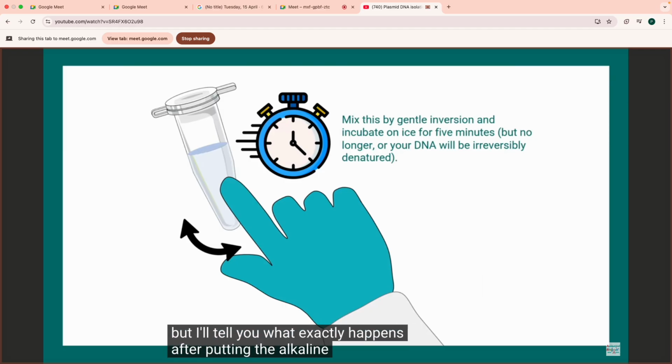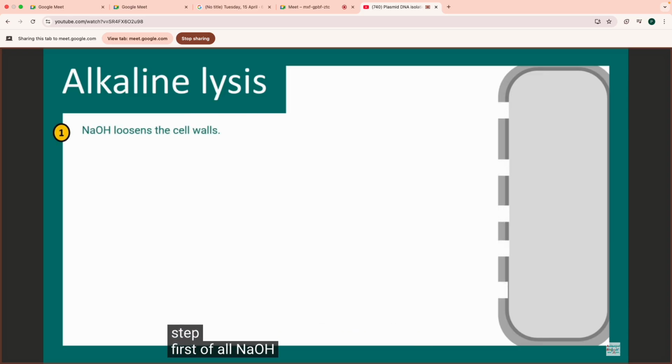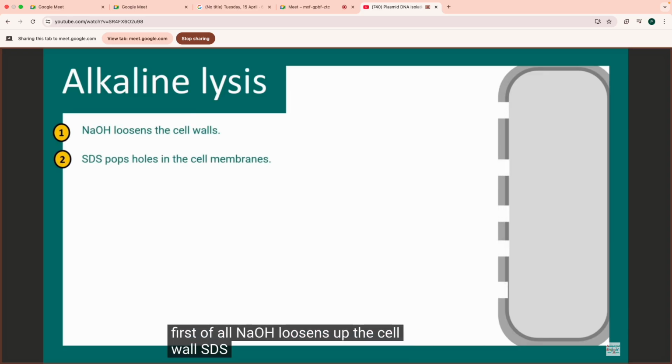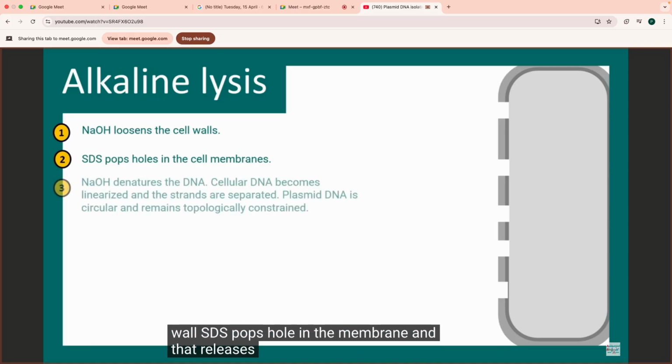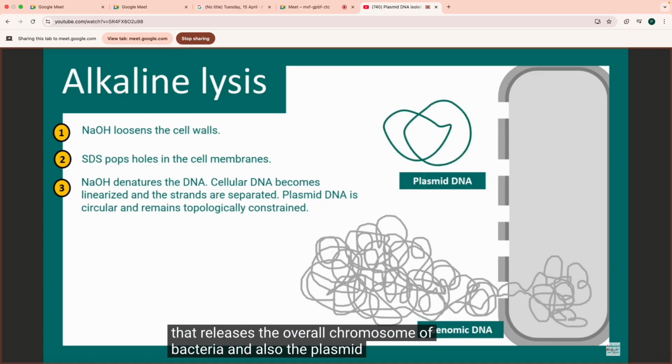After adding the alkaline lysis solution, solution 2, you mix it gently and wait a little bit of time such that the lysis can happen. In this step, first of all, NaOH loosens up the cell wall, SDS pops holes in the membrane, and that releases the overall chromosome of the bacteria and also the plasmid DNA in the solution.